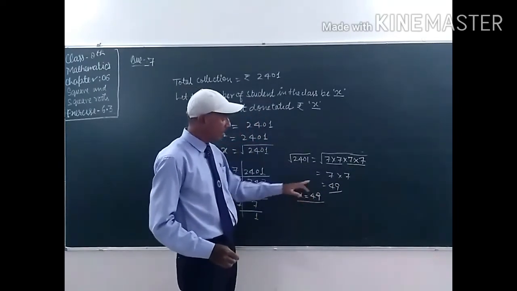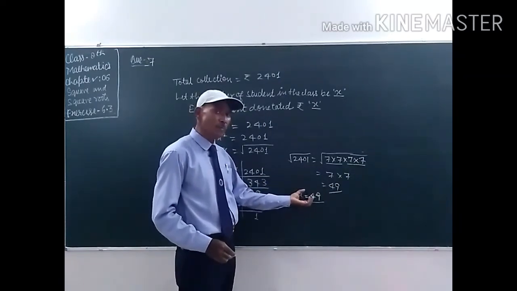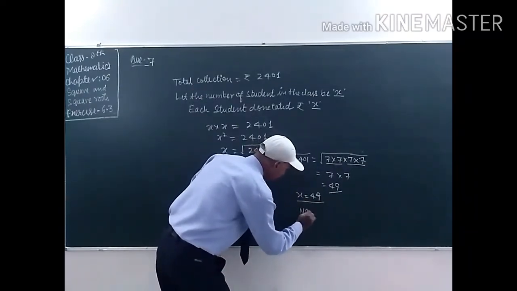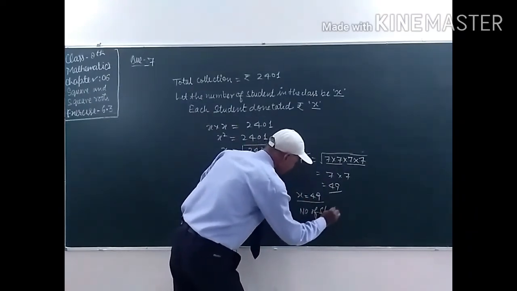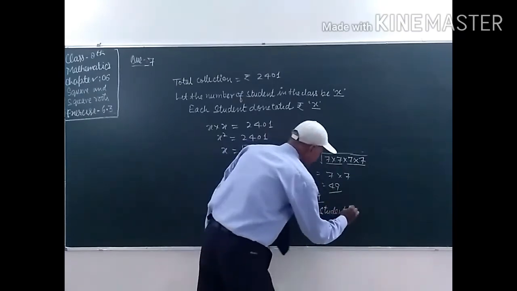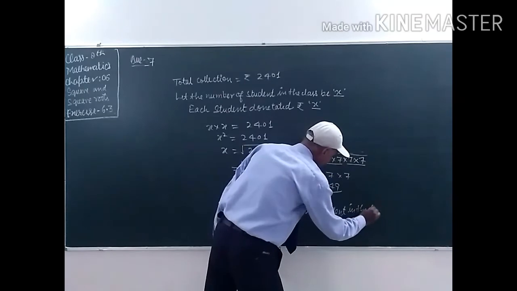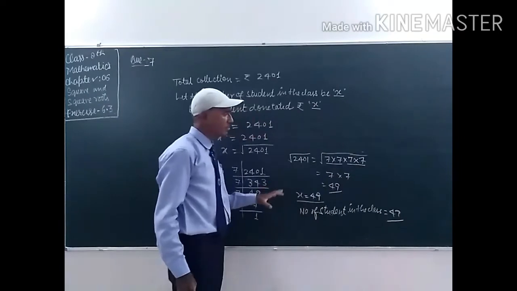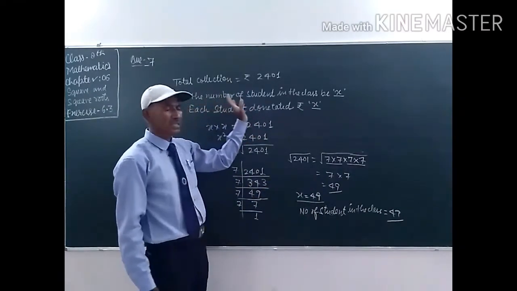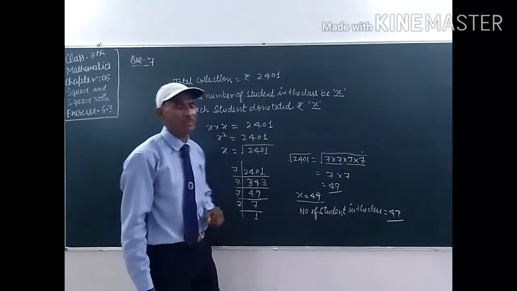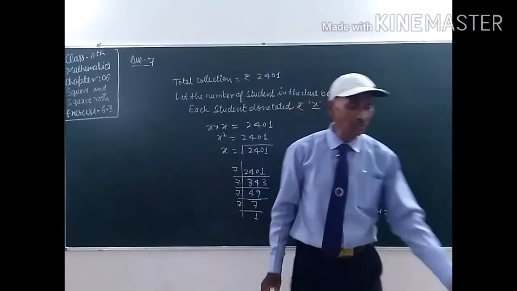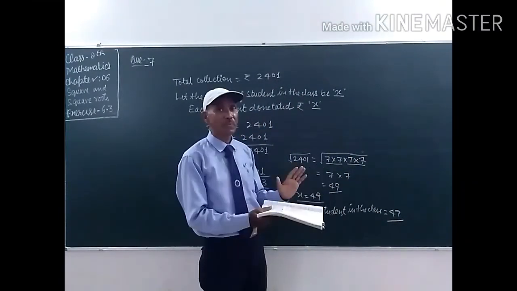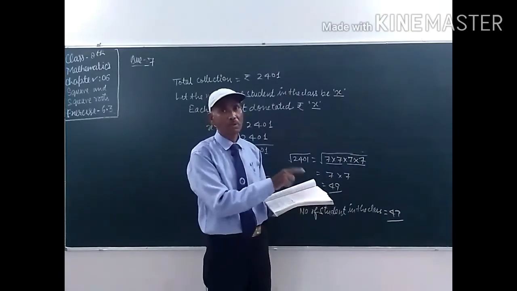Clear, students? And each student donated rupees 49 also. Clear? So the number of students in the class, that is 49. So 49 is the answer, students. And in this type of questions you have to find the square root of the given numbers. And question number 8, students, is just like question number 7. So this question you have to do yourself.